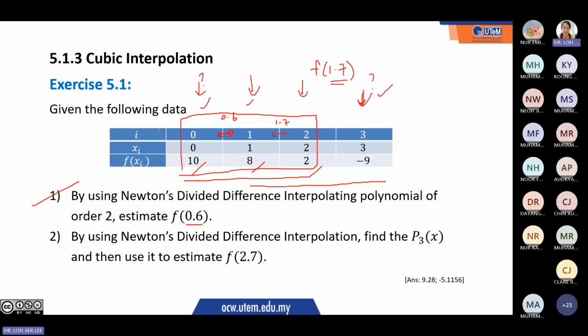Now we look at question number 1. By using Newton's divided difference interpolating polynomial of order 2, we have already chosen the first 3 points to estimate for this one.